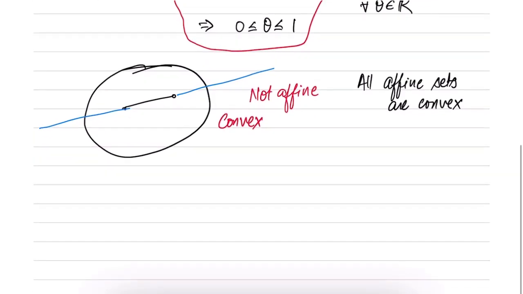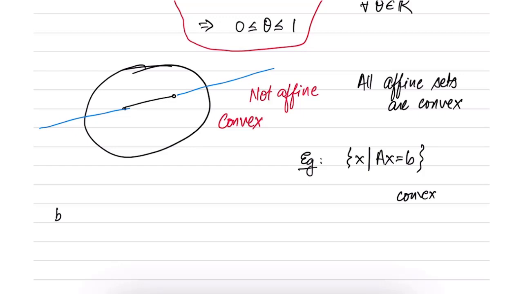So let us look at several examples of convex sets. The simplest example, we have already seen this, is the affine set. So Ax equal to b. It is already affine, and we have already said that affine sets are convex. So therefore, this is a convex set.